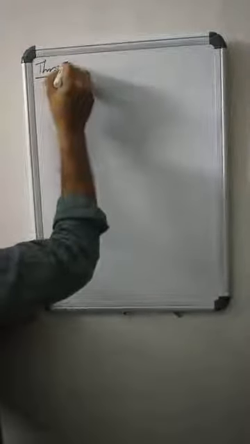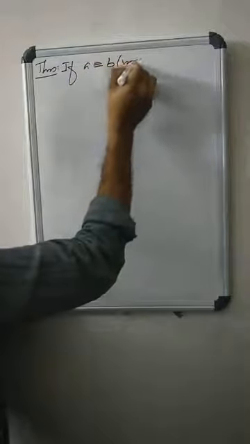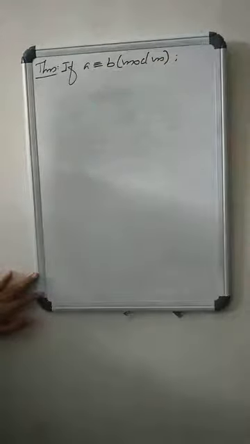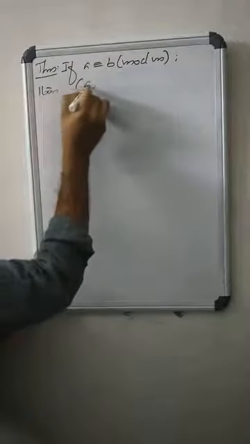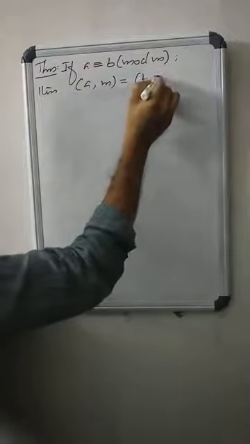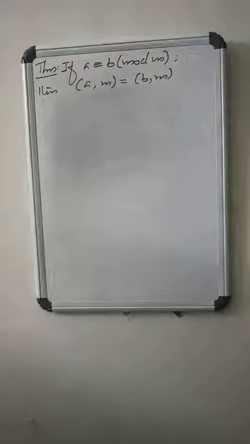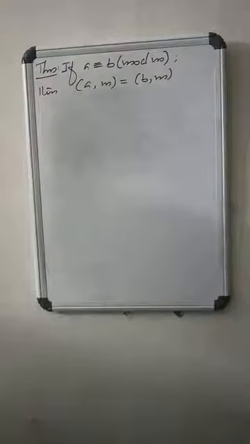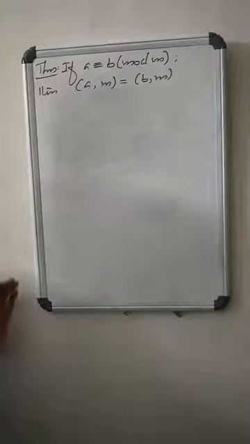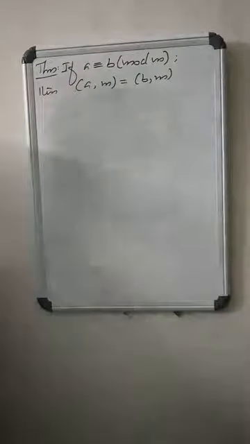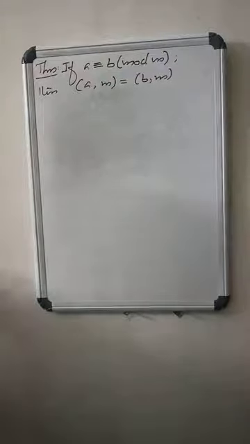Come to the next result. If A is congruent to B mod M, then the GCD of A and M is the same as the GCD of B and M. That is, the numbers which are congruent mod M have the same greatest common divisor with M.